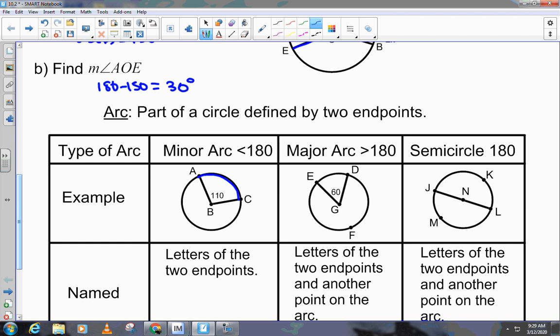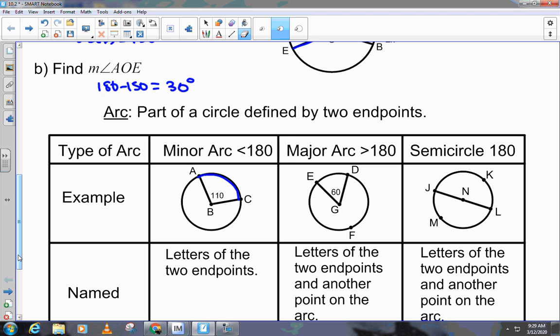A minor arc is an arc that's less than 180 degrees, less than a semicircle. So this right here is considered a minor arc, okay? When you name a minor arc, you use the two endpoints, okay? So this would be arc AC. So you would use those two, and then you would put a little mini arc on top of it, okay?